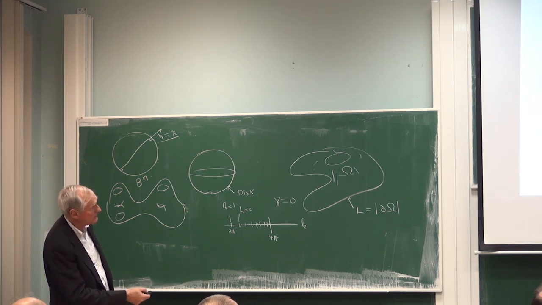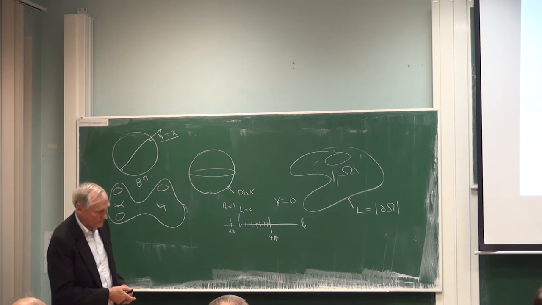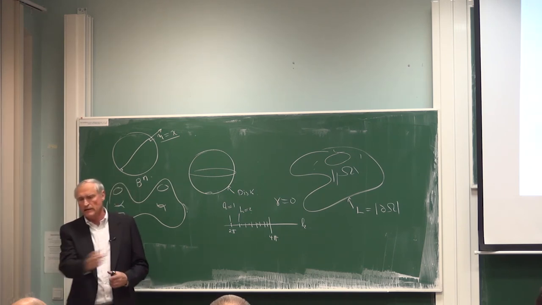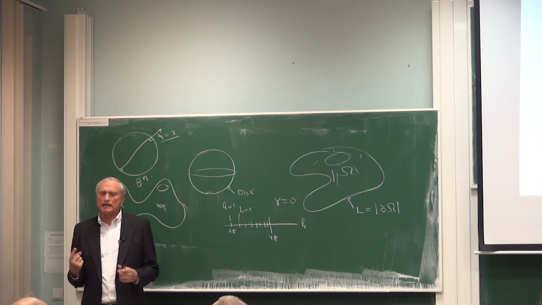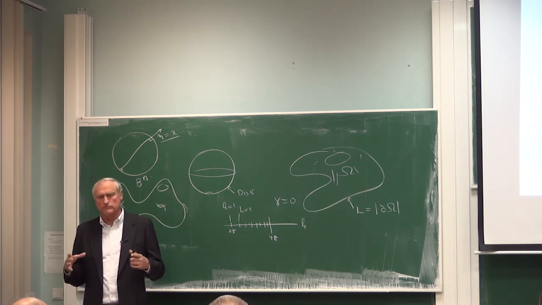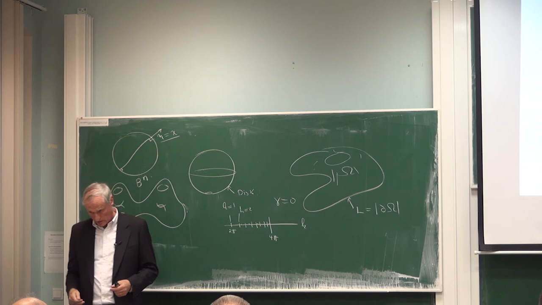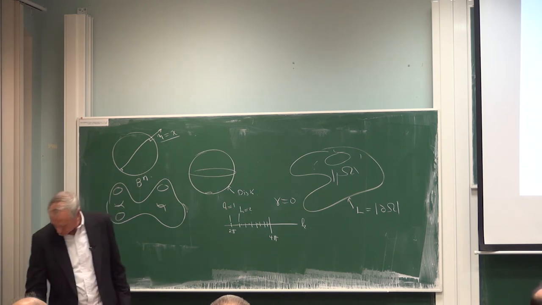Z is the vertical axis. It's a little too small to read there. This curve is characterized by the fact that when you revolve it about the z-axis, it's a minimal surface, and up to scaling, it's the unique minimal surface of revolution.